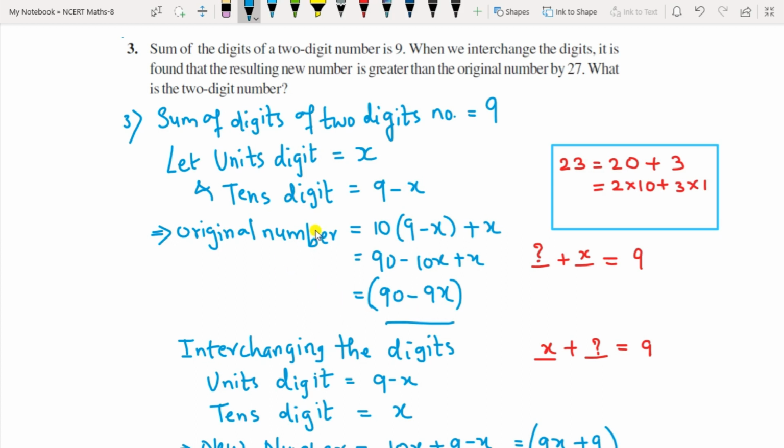Then they are asking to interchange the digits.